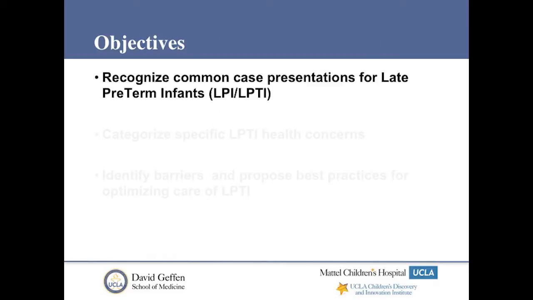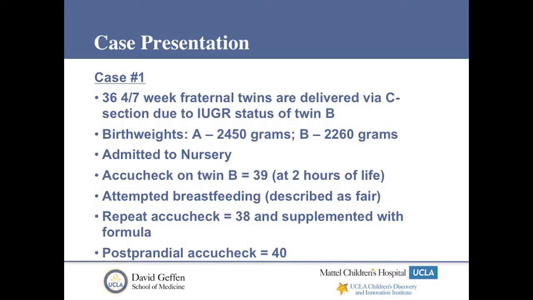So let's start or continue with some case presentations. Then hopefully this will ring true with many of our community pediatricians that are in the audience today. So case 1. 36 and 4/7 week fraternal twins delivered by C-section because of IUGR status of twin B.